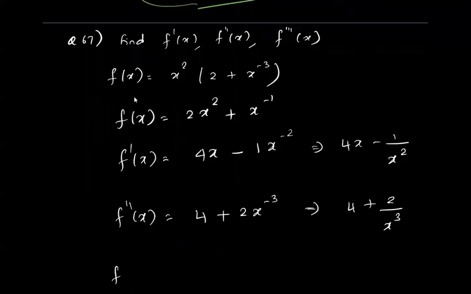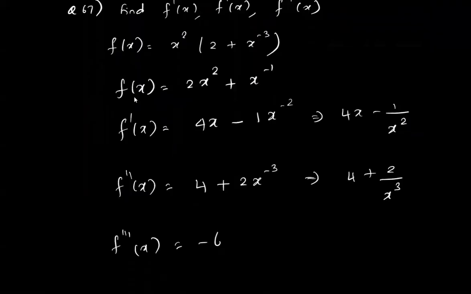And then for the third order derivative, this will go away. So we'll have -6x to the power of -4, which can be written as -6 over x to the fourth power. Okay.